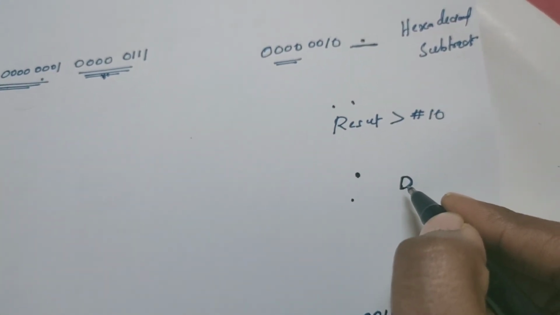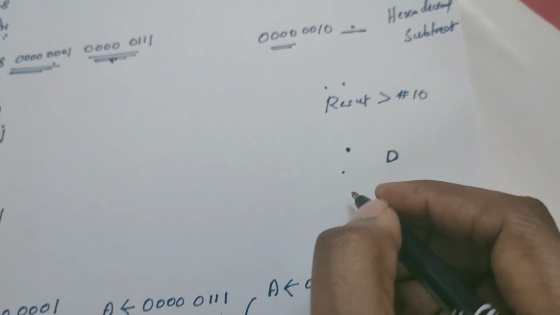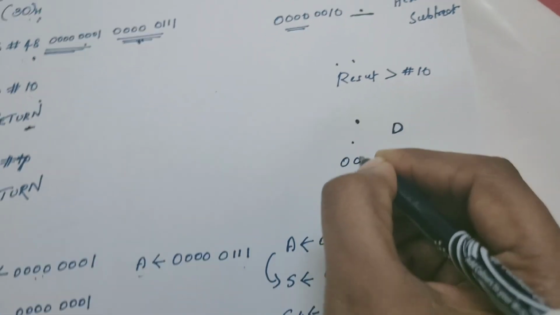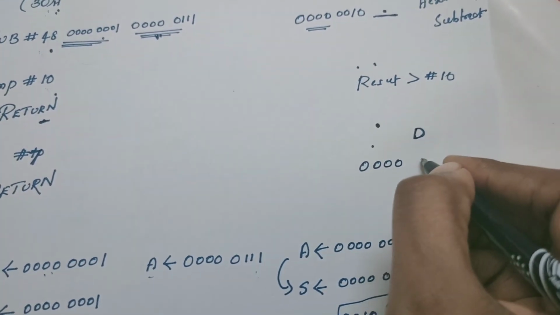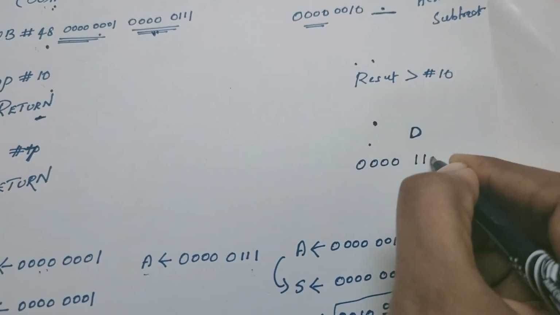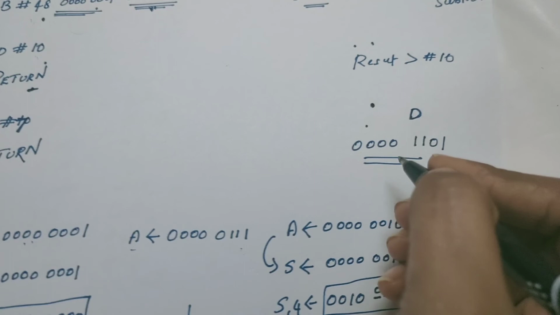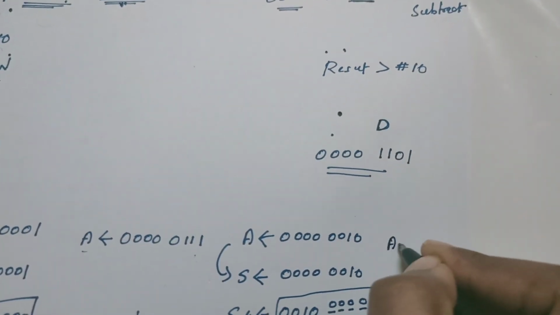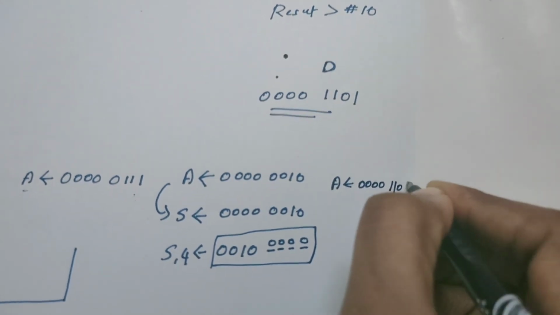D means 10, 11, 12, it is 13. 13 means its binary information is 0, 0, 0, 0, 1, 1, 0, 1. This is the binary information finally available in the accumulator. Now the accumulator contains 0 0 0 0 1 1 0 1.